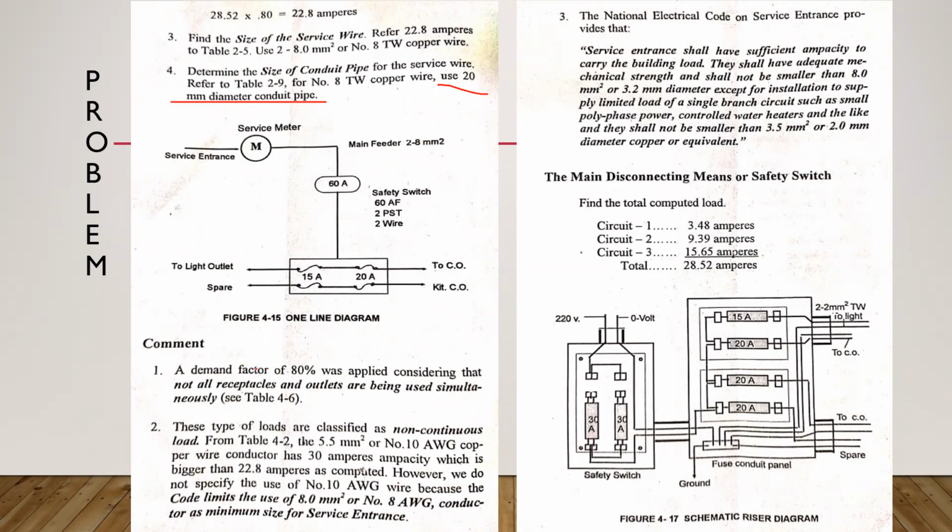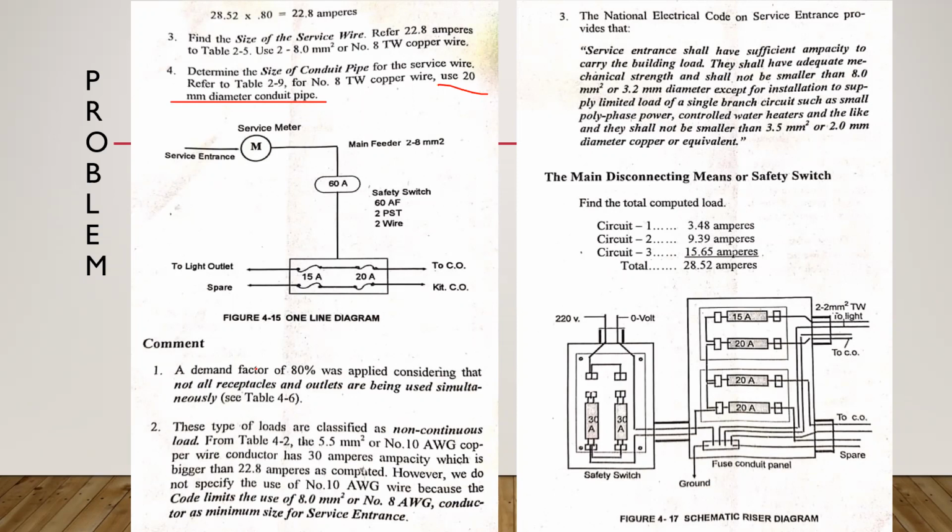So number one, we have a demand factor of 80% was applied considering not all receptacles and outlets are being used simultaneously. Okay, from 28.52 times natin siya ng 80%, we will have a value of 22.8 dahil dyan. Dahil sa comment na ito.